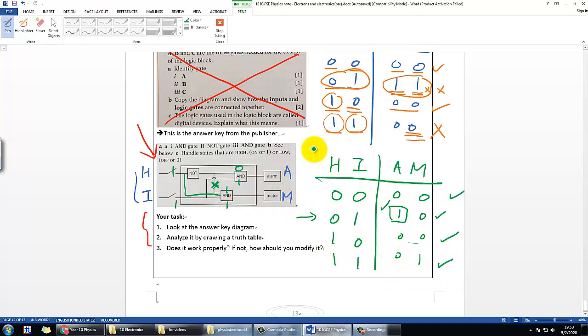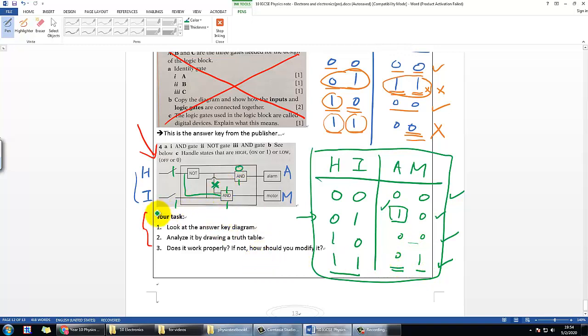This is the correct solution because you can see on the truth table that it works in every case. When you drive the car, of course you don't want the alarm to be on, and you can drive the car. So this is the correct answer.